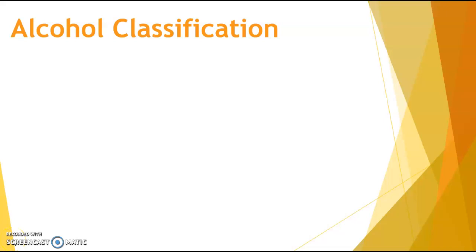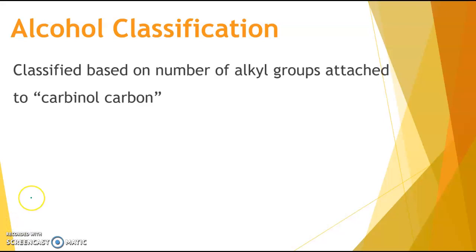All right, chemists, so I want to talk briefly about alcohol classification. Classification of different organic compounds within one family often comes down to how things are structurally related. Alcohols are classified based on the number of alkyl groups, which is really another way of saying carbon-based groups, like our methyl and propyl, attached to what is called the carbonyl carbon.